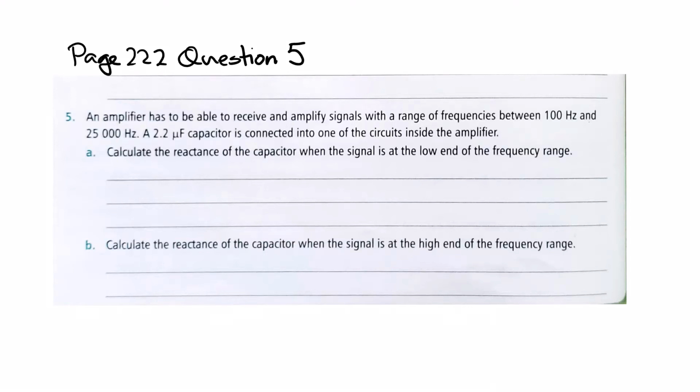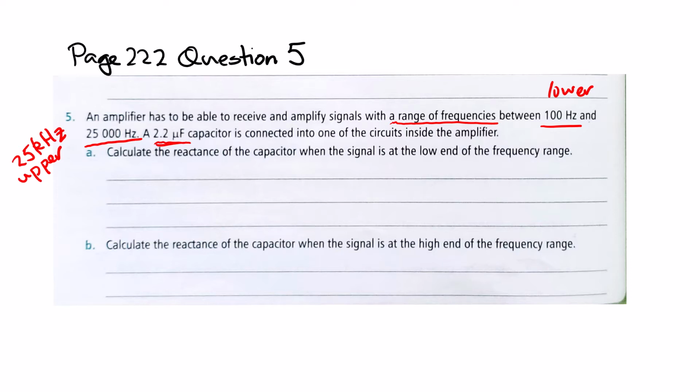Okay, here is our question. We've got an amplifier which has got variable frequencies between 100 Hertz, that's the lower limit, and 25,000 Hertz, so that's 25 kilohertz, that's the upper limit. And we've got connected to that a 2.2 microfarad capacitor.